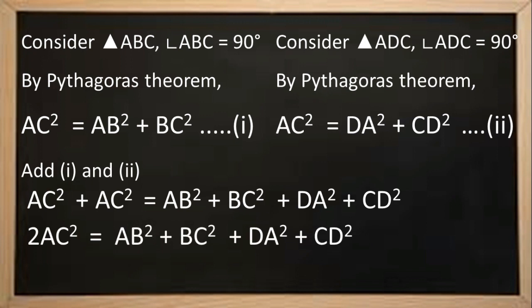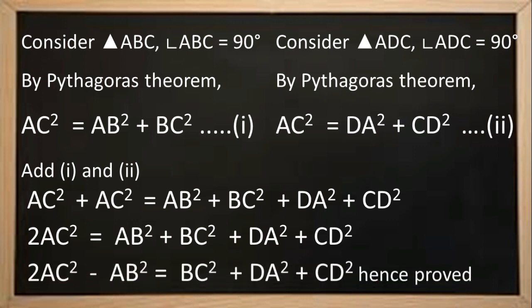And what are the remaining on the right hand side? List out AB square plus BC square plus DA square plus CD square. Only AB square should be shifted to the right hand side to obtain what is required. By this we have proved that 2AC square minus AB square is equal to BC square plus DA square plus CD square. By this we have completed question number 7.